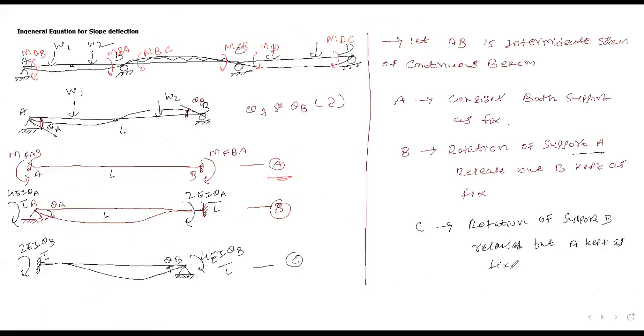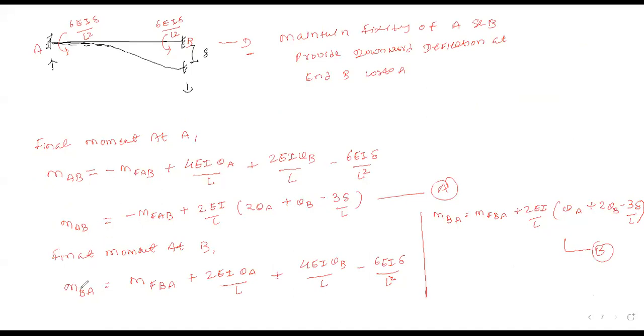Is that clear? Now just observe. If I am considering joint A and observe the equation, I have written the final moment MAB for joint A. We have a beam like this, or a continuous beam like this. This is point A, this is point B, this is point C. So now if I am considering point A, we have fixed moments here due to loading. Yes or no? Fixed moments are available.